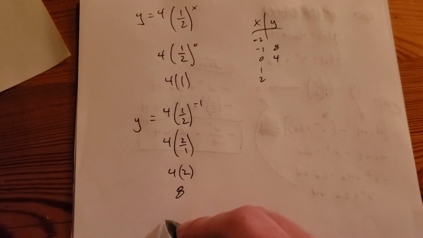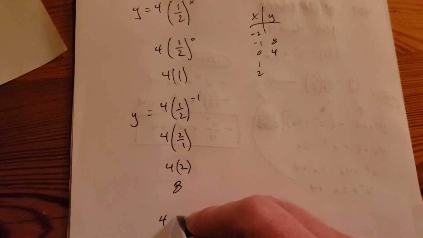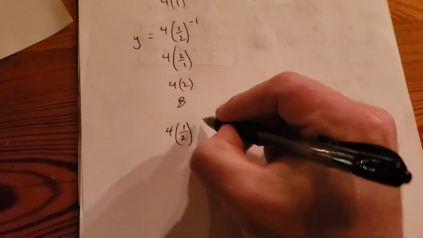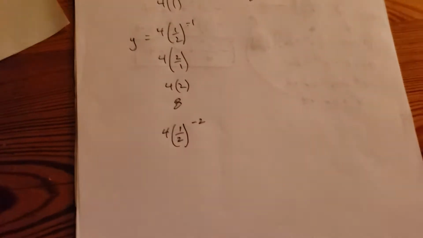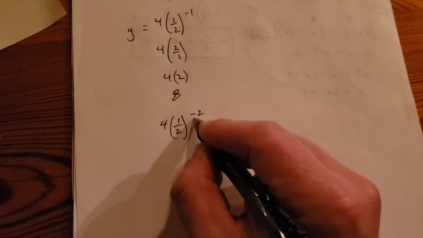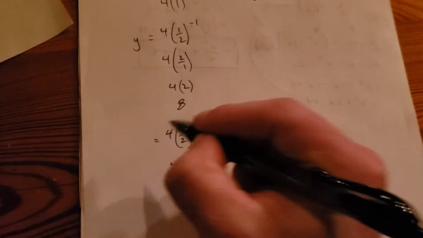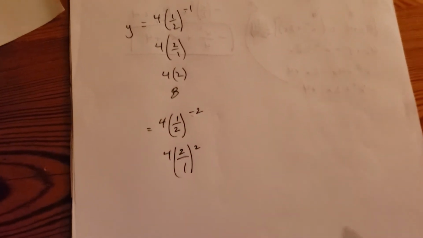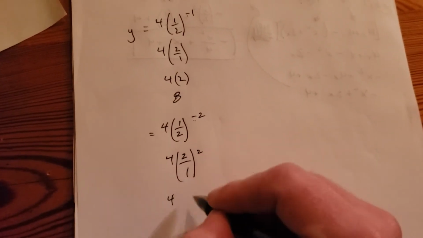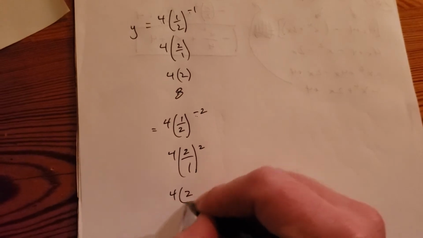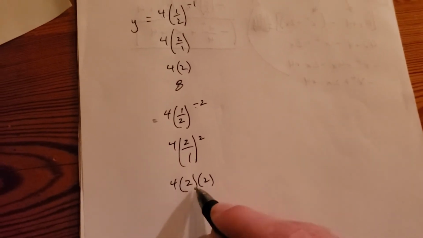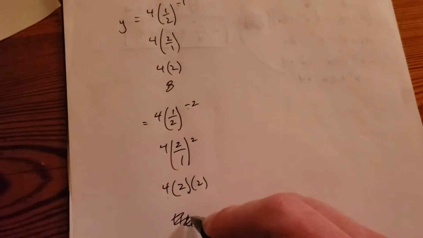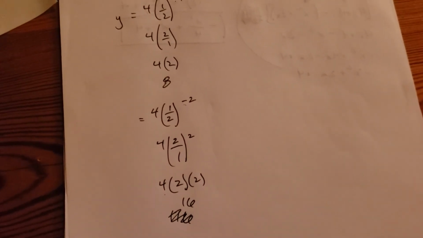All right, let's do the same thing with -2. And eventually you'll start to catch the drift here as to what's going on. Again, the negative flips it. So we got 4 times 2 over 1 squared, 4 times 2 times 2. We got 4 times 4, 16.